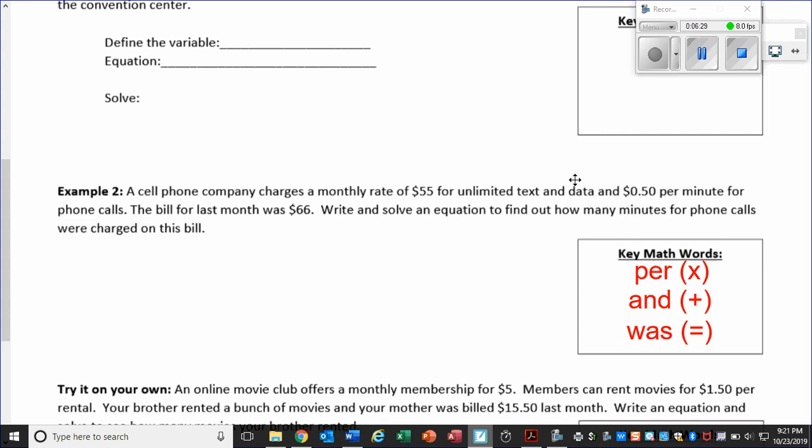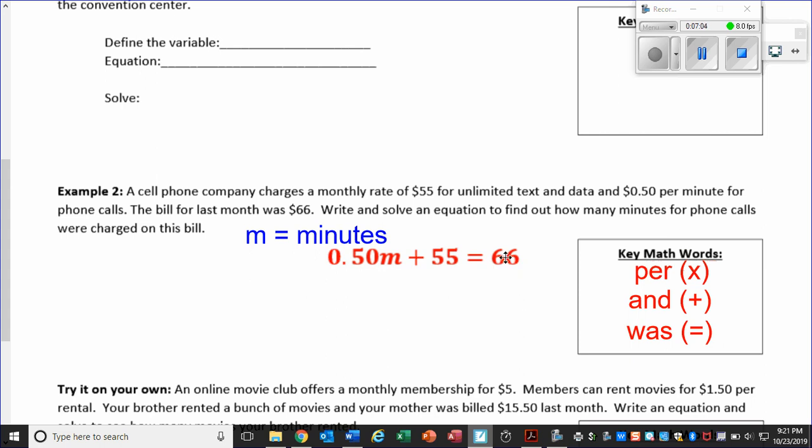Okay, your variable will most likely always be in that question. I don't know how many minutes, so that's what my variable is going to be. M for minutes. So now I'm going to set up my equation. I have to pay the $55 plus the 50 cents times the number of minutes. So it would just be set up as the 50 cents times the minutes, which we don't know, so it's M, plus the $55, the amount I have to pay no matter what. And that will equal 66.